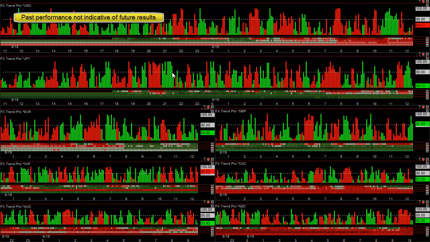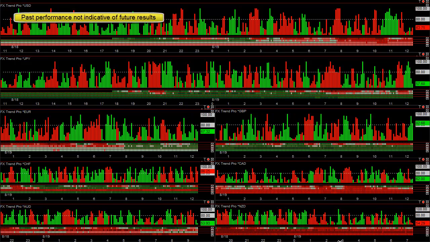Last night the yen at about 9 o'clock was incredibly strong. Let's find out which one was the weakest at that point.